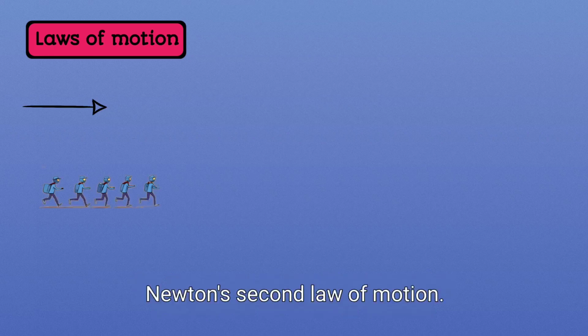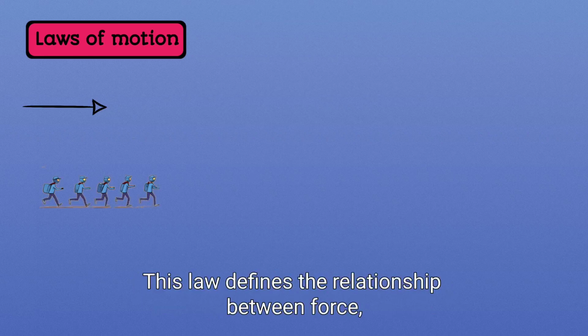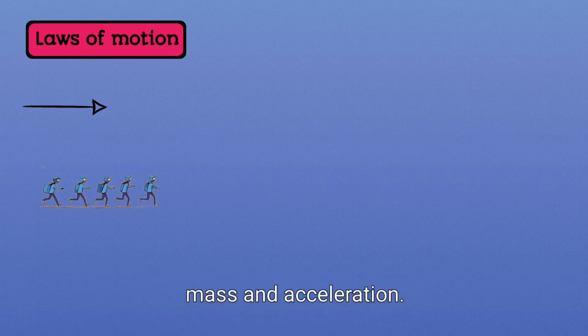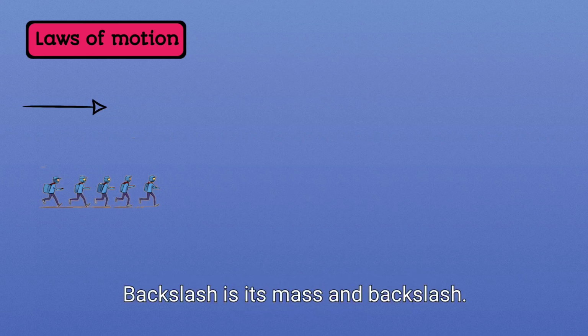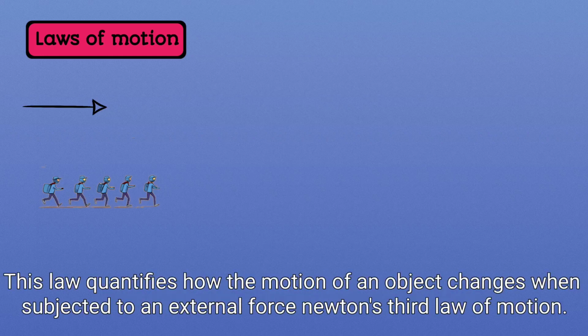Newton's second law of motion. This law defines the relationship between force, mass, and acceleration. The formula is F equals ma, where F is the force applied to an object, m is its mass, and a is the resulting acceleration. This law quantifies how the motion of an object changes when subjected to an external force.